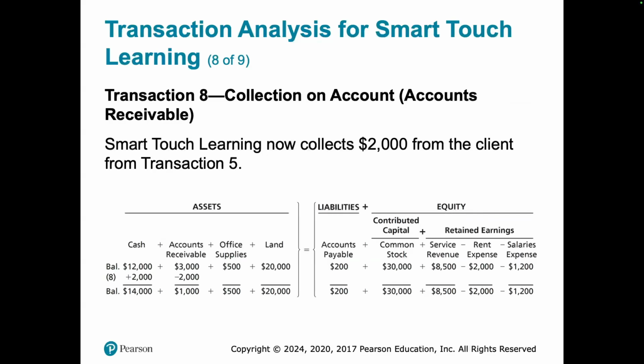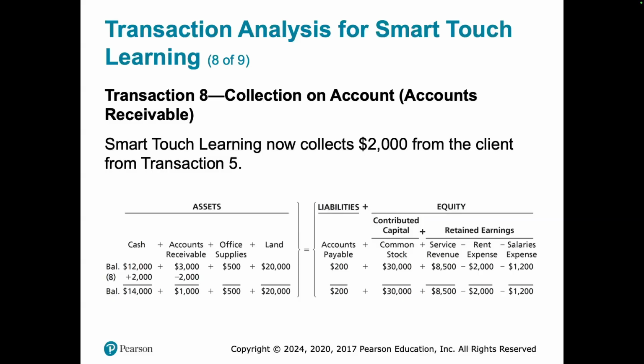And transaction number 8, we're going to collection on account, accounts receivable. So this is where we start collecting from the company that we did a service for, and now they're starting to pay us their IOU to us. So Smart Touch Learning now collects $2,000 from the client from transaction 5.